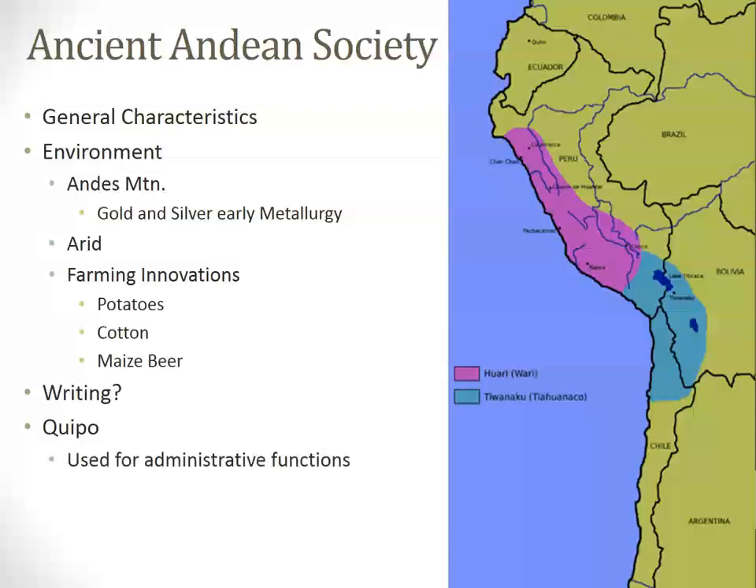On this map, you see depicted two of the ancient Andean civilizations. In the blue, you have Tiwanaku, which is located on the Great Lake of Tiwanaku, high up in the mountains of Bolivia and Peru. And in the sort of pinkish violet, you had the Wari culture. And these are some of the earliest Andean civilizations.